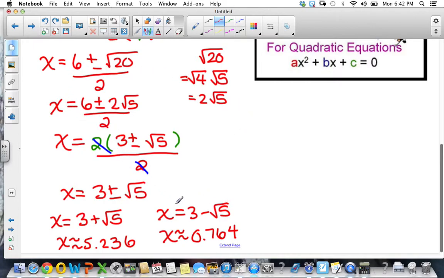So there you go. This is using the quadratic formula. It just takes practice, and we'll do some more. Hope that helps.